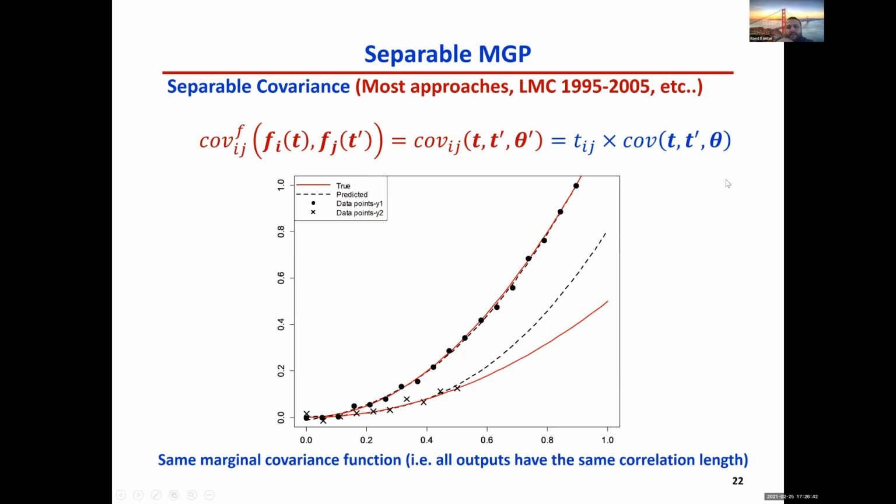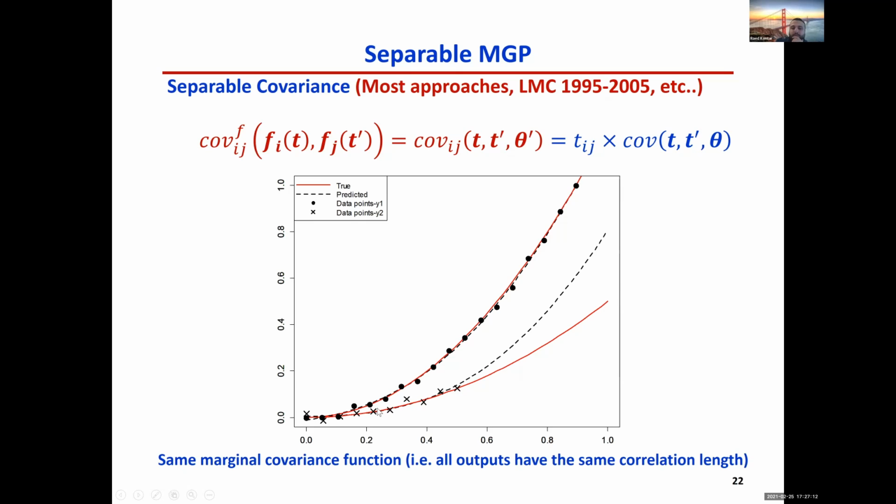The key idea of separable covariances, which have a long history, and are often discussed under the class of linear models of regularization, is that somehow all your outputs are a rotation of each other, either a rotation or some kind of scaling and rotation of each other. However, this covariance is restrictive because it somehow forces all outputs to have the same marginal covariance.